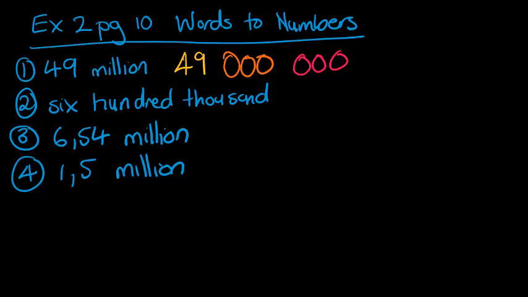Question 2, 600,000. So I'm going to start with the thousands. I'm here, and I'm going to write 600 of them. And then my ones. I've got 3 zeros for the ones. That's how I write 600,000.